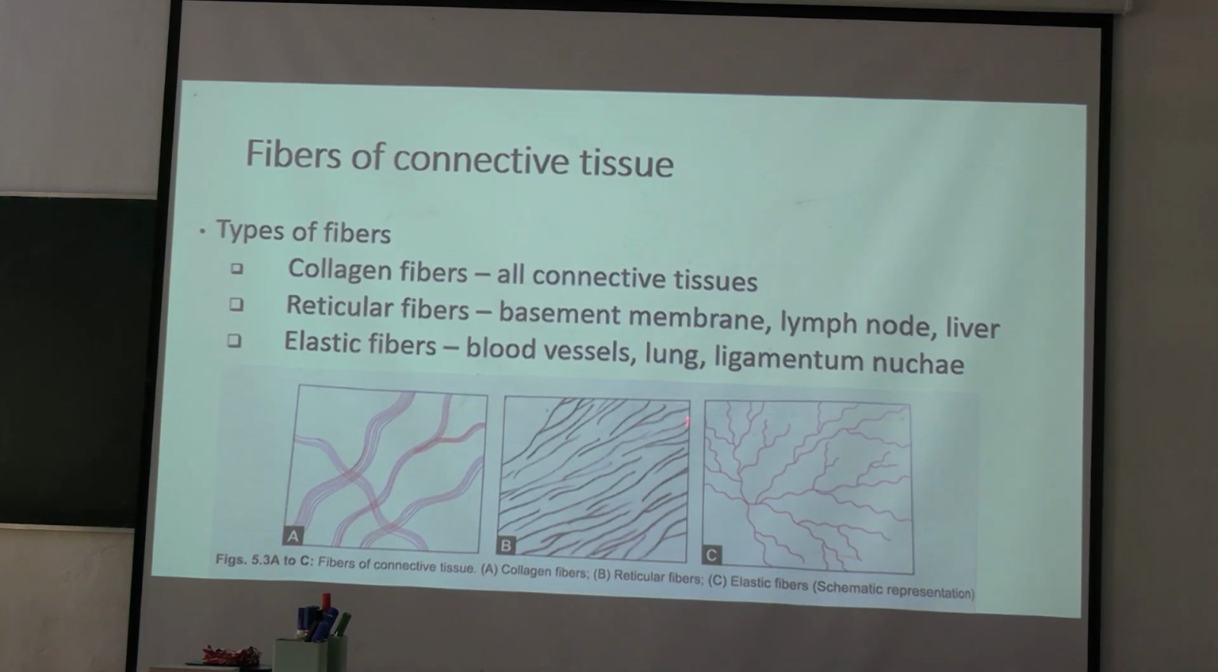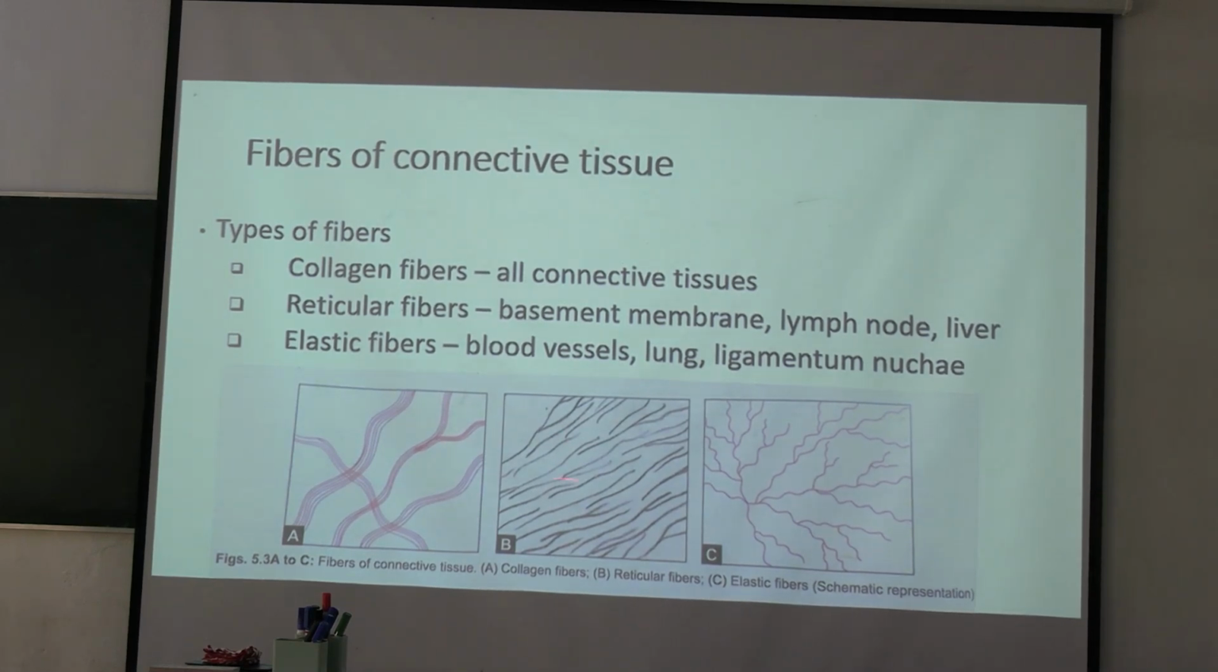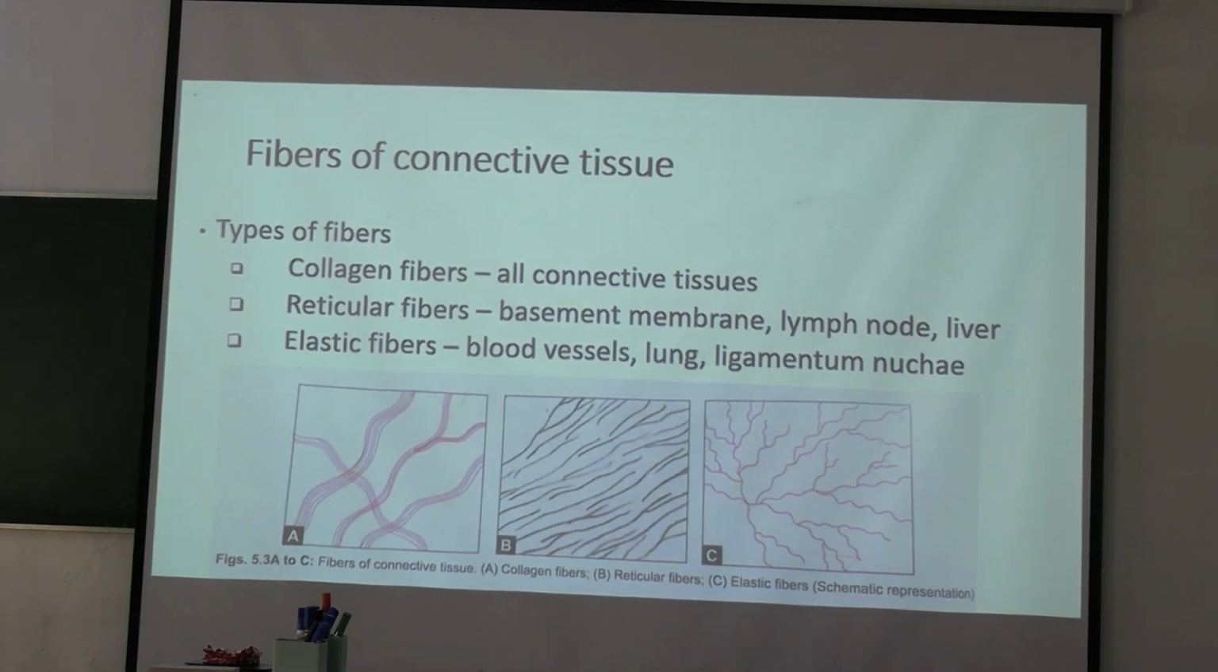And here in reticular fiber, you can see it is pinkish in color, but this reticular fiber cannot be stained with hematoxylin eosin. It can be stained with silver staining. So that's why it is black in color. Silver staining takes black color. Reticular fiber you will get in basement membrane, lymph node and liver.